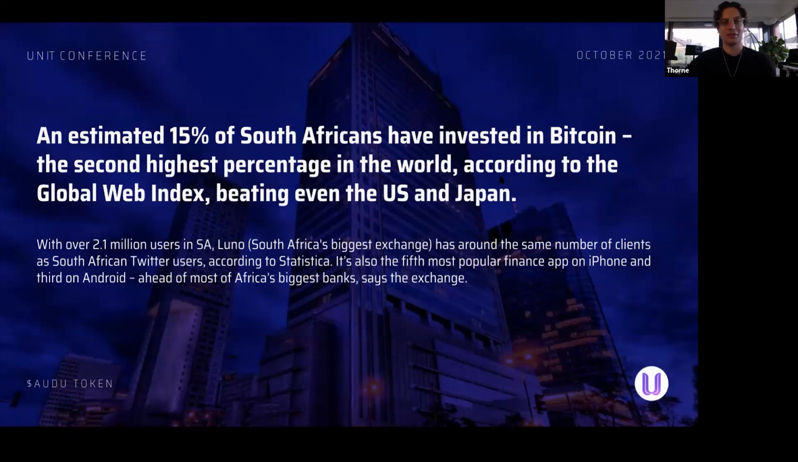An estimated 15% of South Africans have invested in Bitcoin, the second highest percentage in the world, according to the Global Web Index, beating even the US and Japan. So this statistic might need to be fact-checked a little bit because I was just watching Christian's presentation, and I believe that he was actually saying there was another country who was in second place, but nevertheless, it's still very high up there. And I think if you consider that over 1.2 million users in South Africa had around the same number of clients as South African Twitter users were using crypto, it's also the fifth most popular finance app on the iPhone, third on Android, ahead of most of Africa's biggest banks, says the exchange.